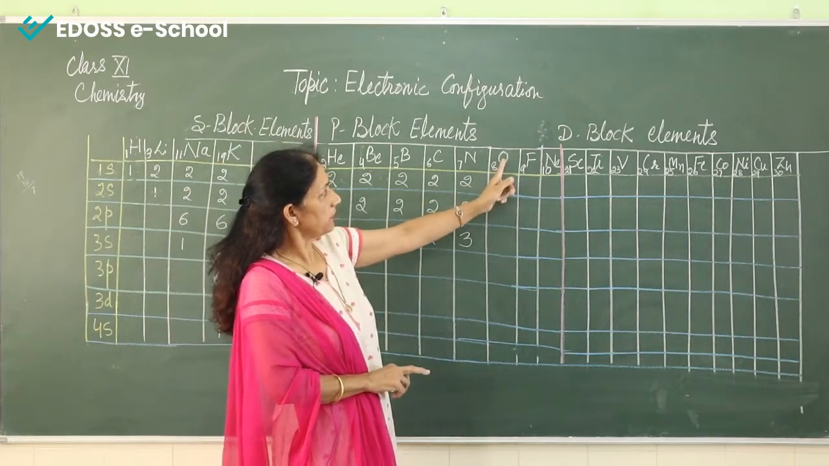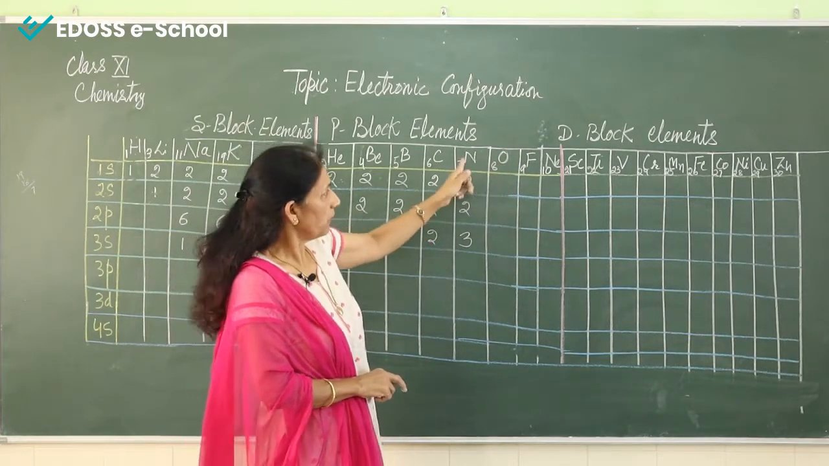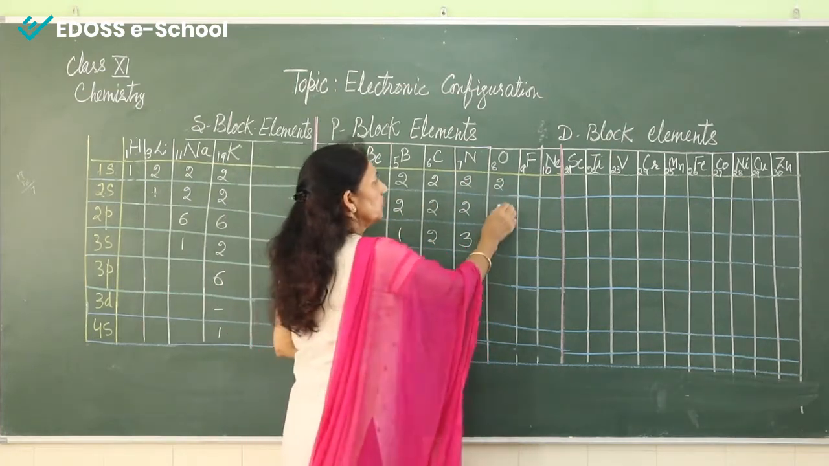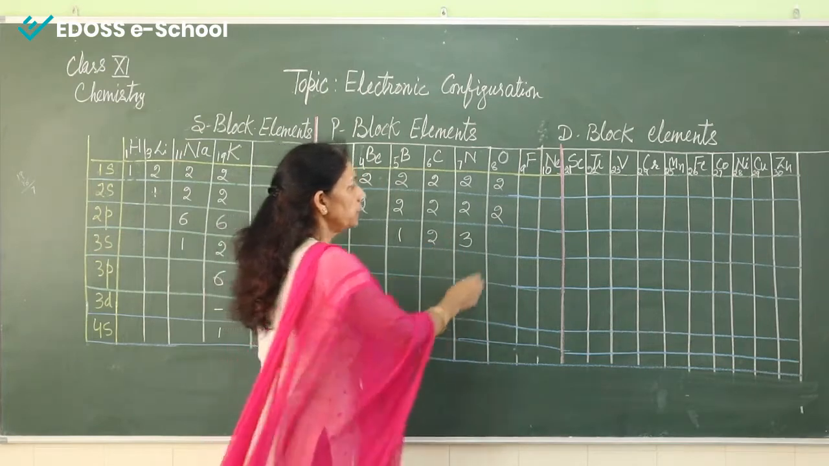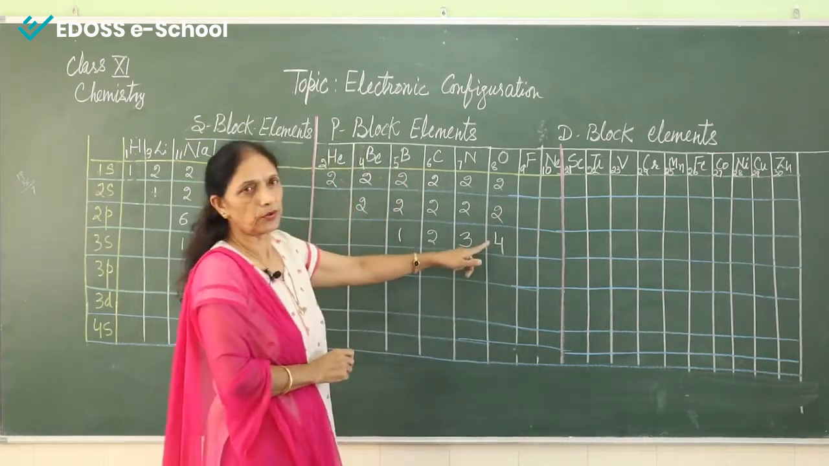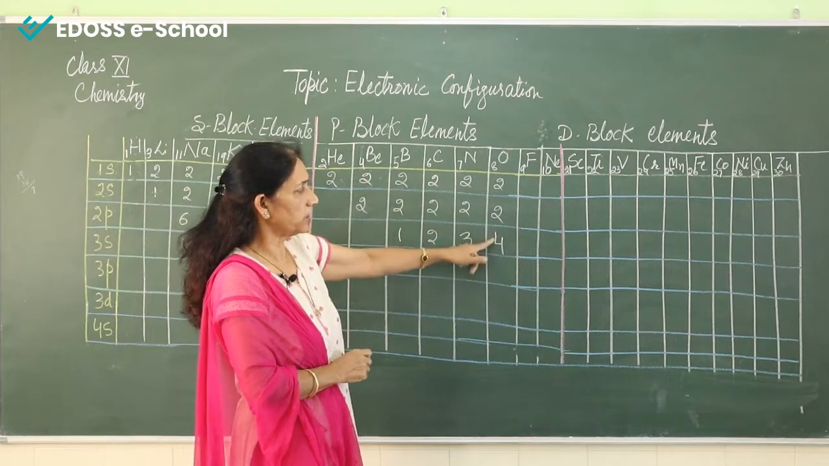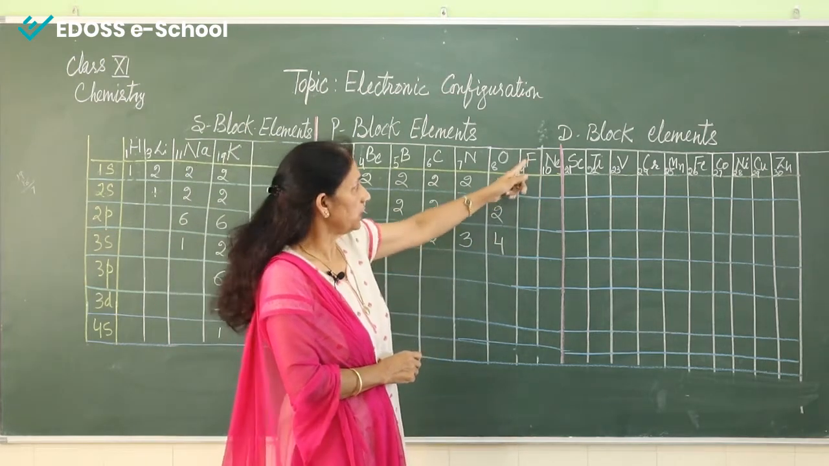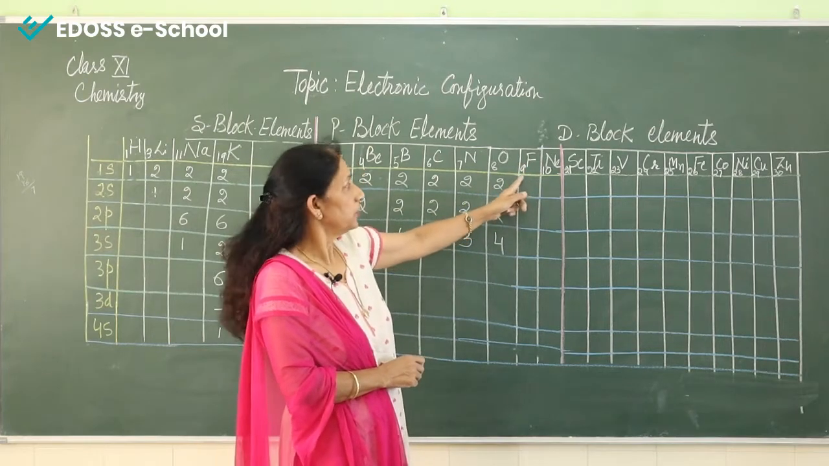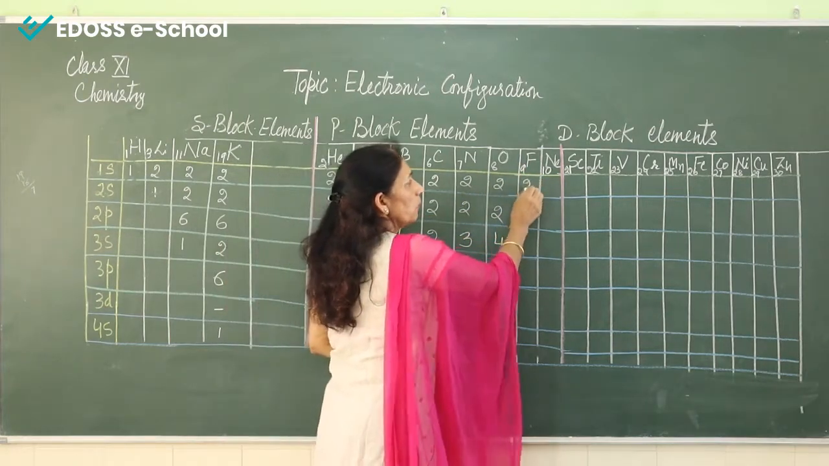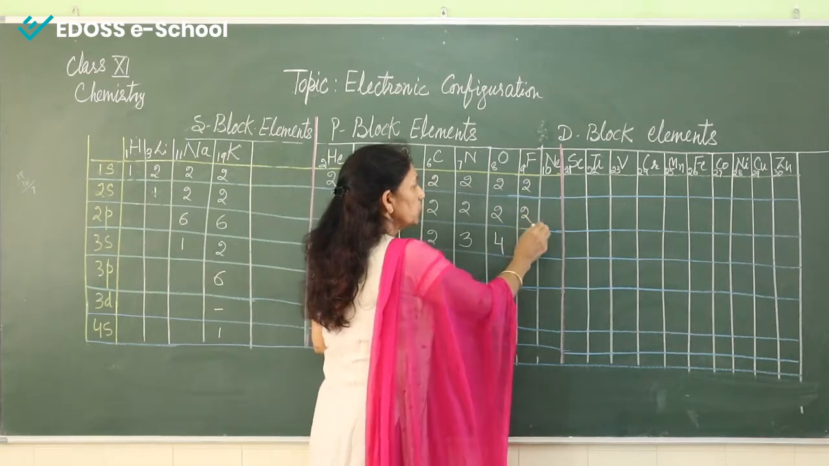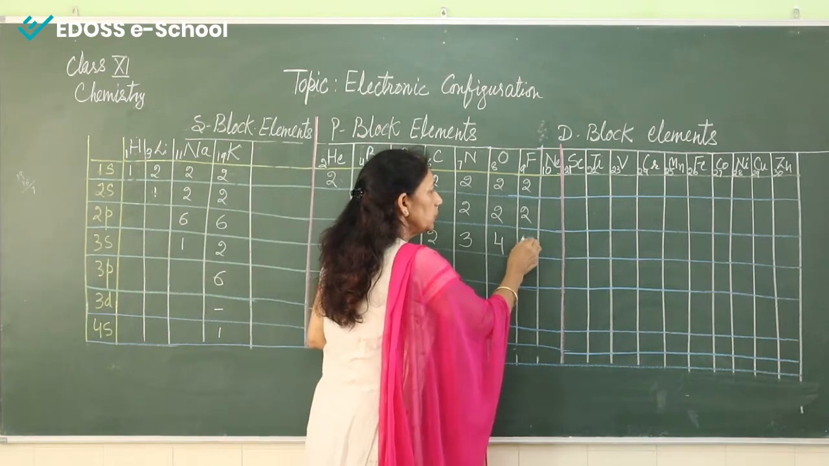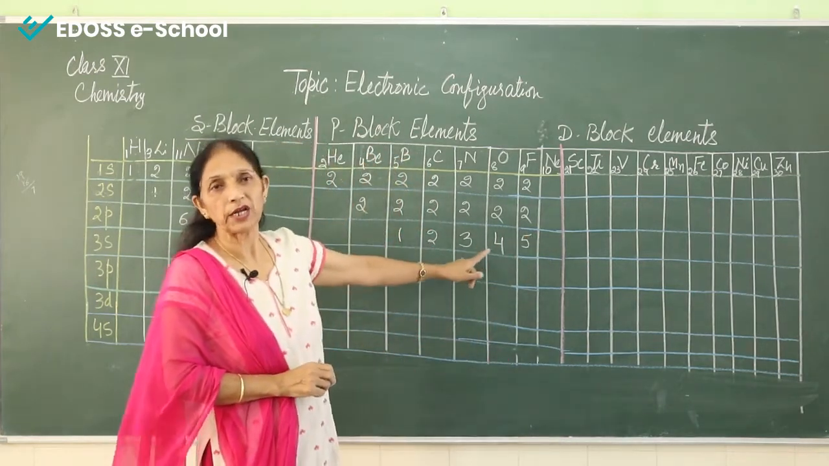Now we are coming to oxygen. One more electron has been added, so it will be 1s2, 2s2 and 2p4. So 4 electrons will be accommodated in 2p. Now fluorine has atomic number 9. In the same way, 1s2, 2s2 and now p can accommodate one more electron, 2p5. This will continue till 2p accommodates 6 electrons.